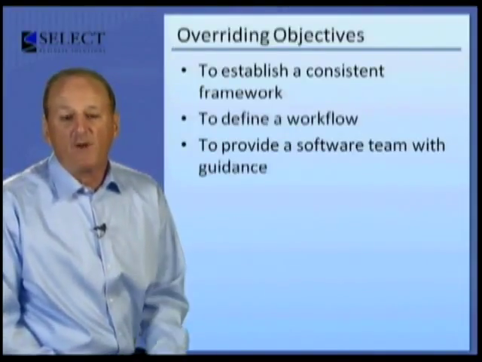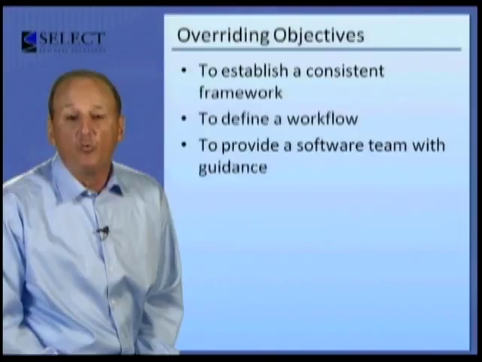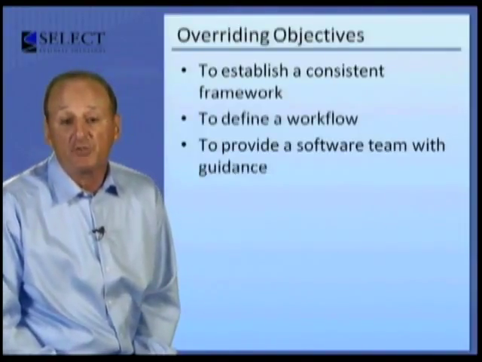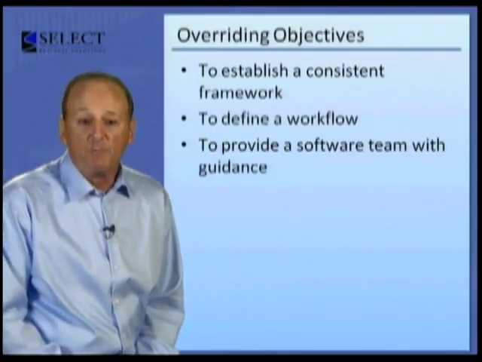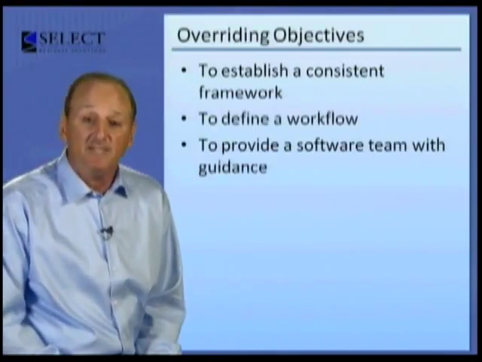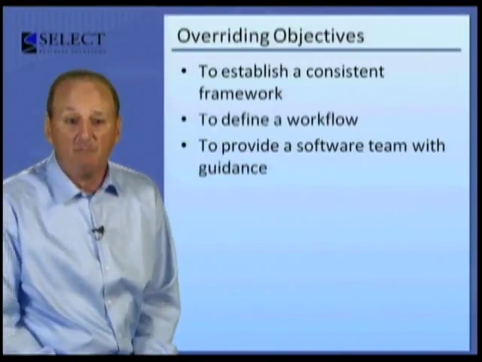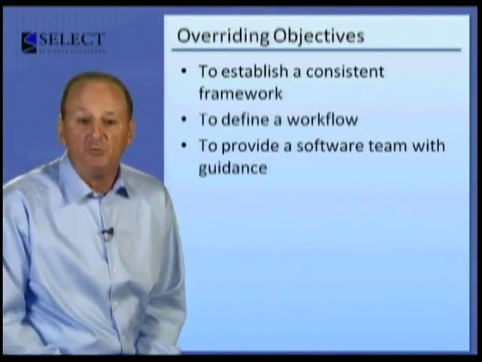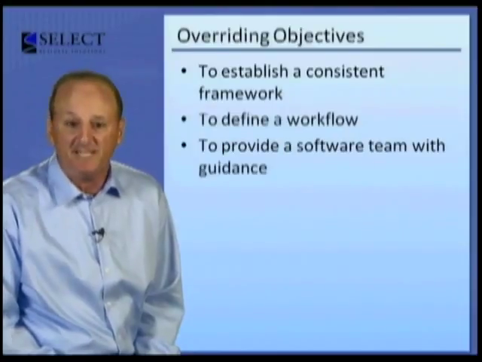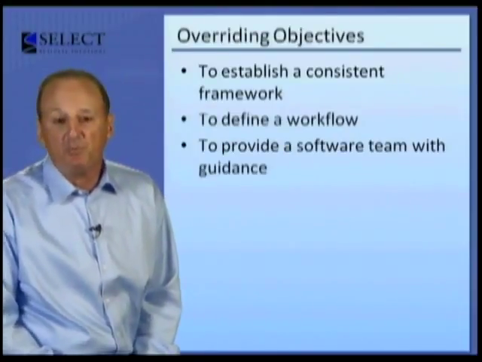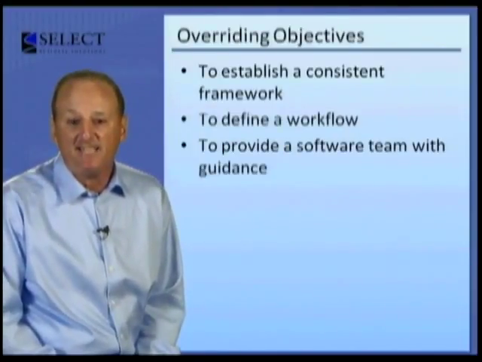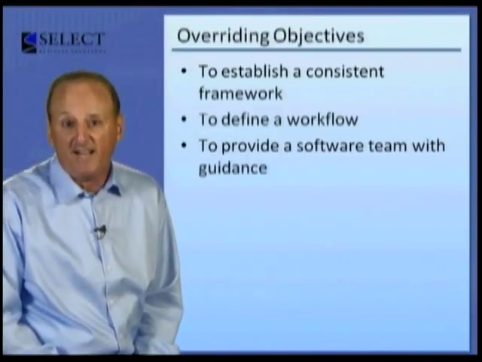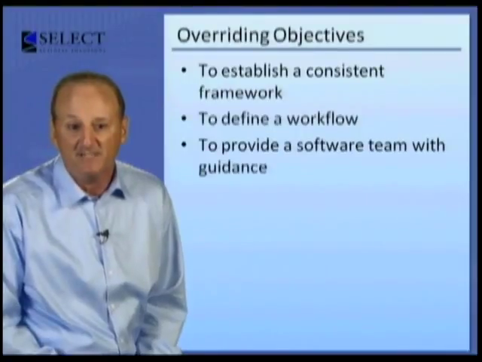The second overriding objective is to define a workflow that identifies the appropriate work products and quality assurance points. A work product might be a model, a document, a diagram, or a completed checklist of any information produced by a member of the software team. Quality assurance points are any defined activity that assesses a work product against a set of predefined quality criteria.